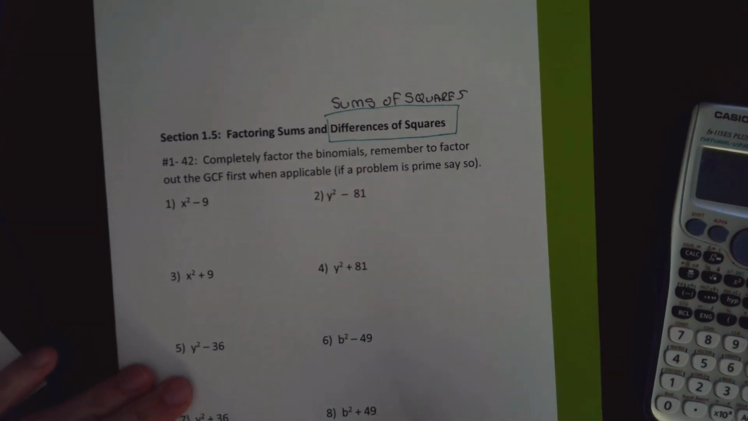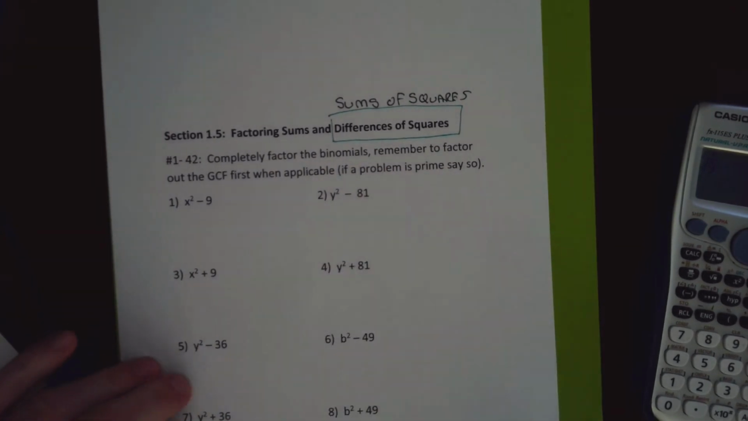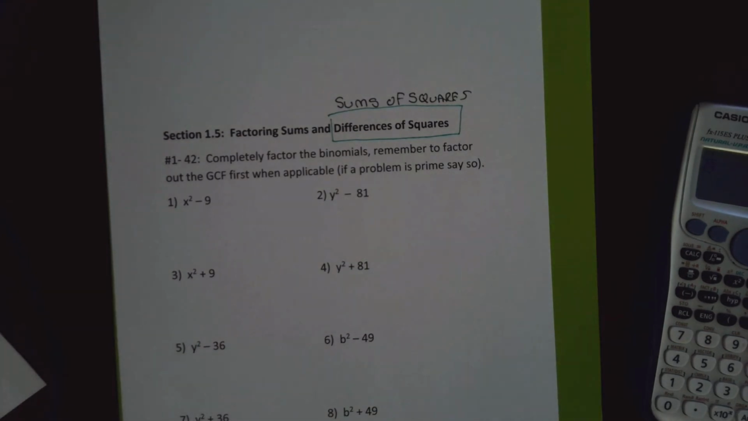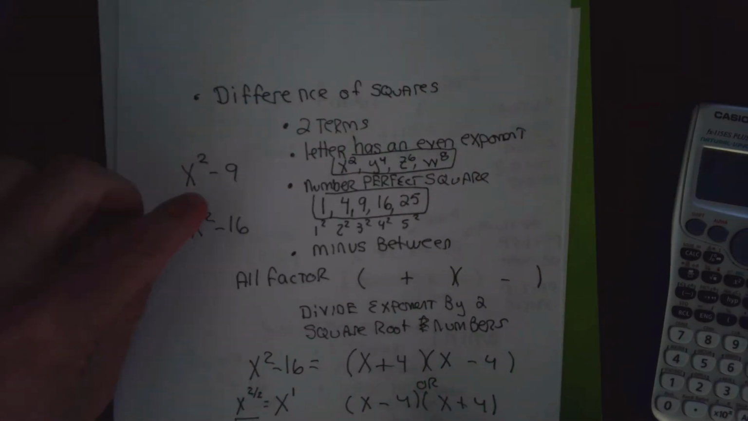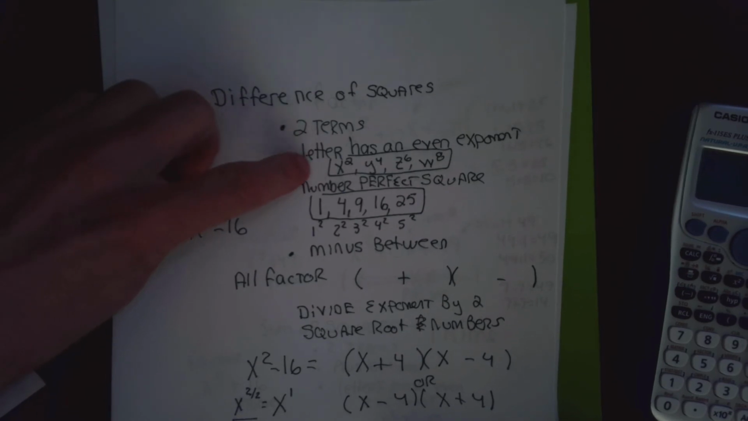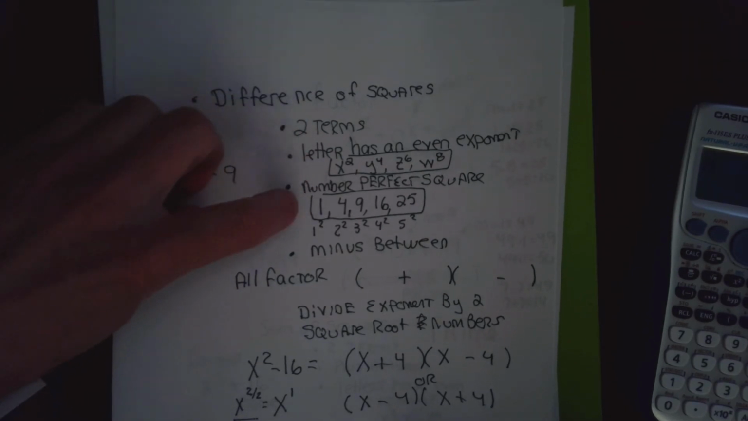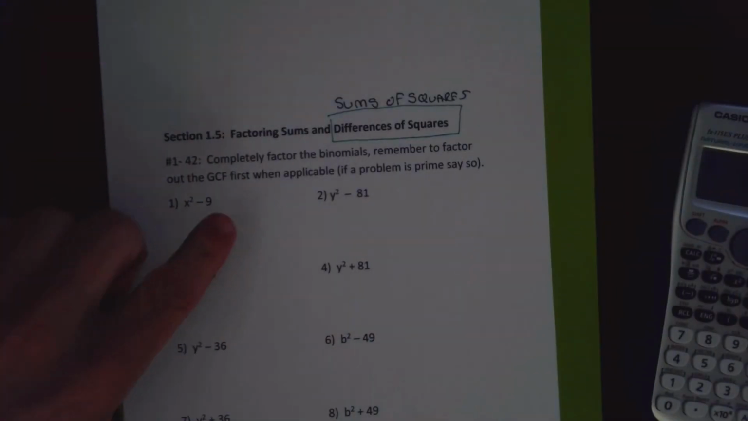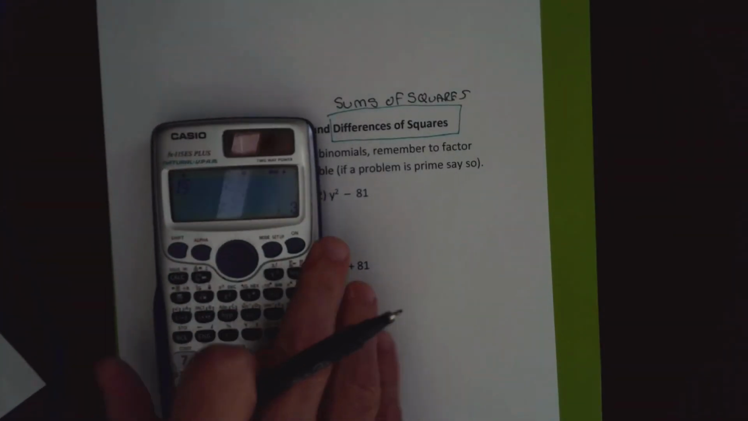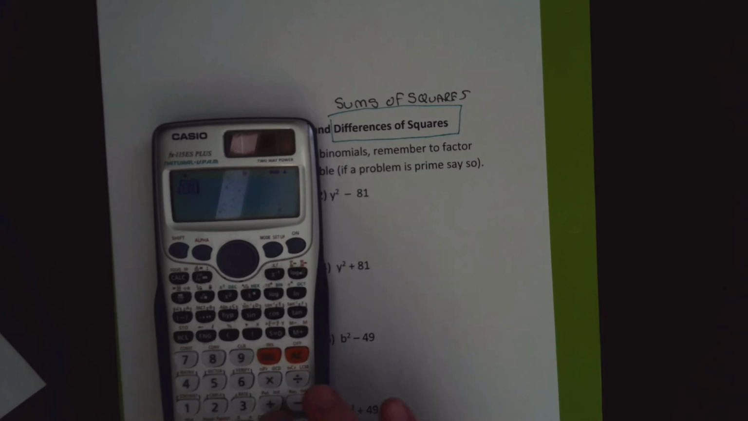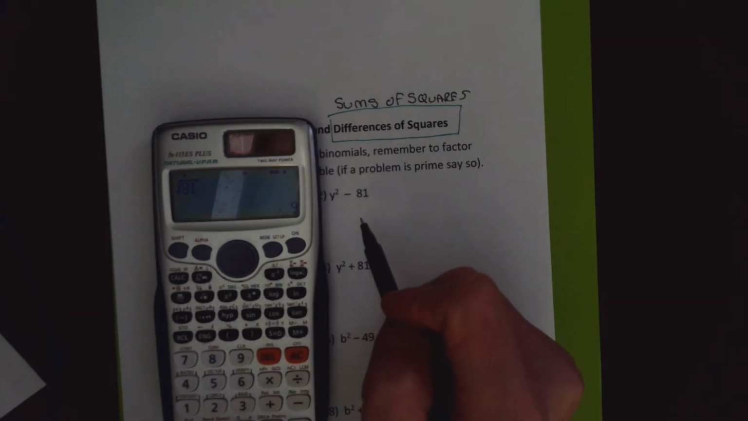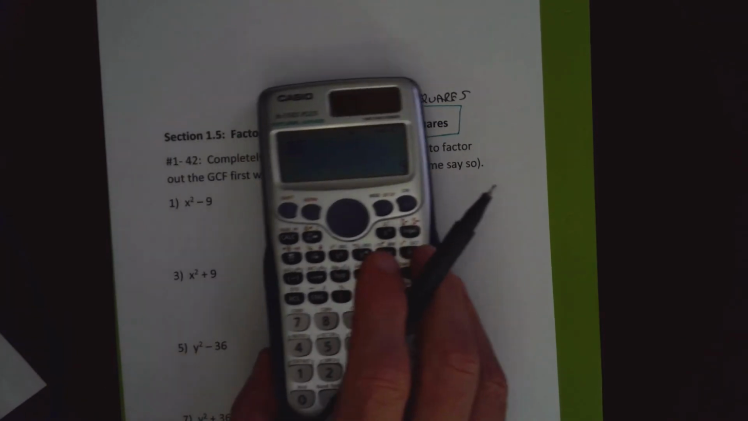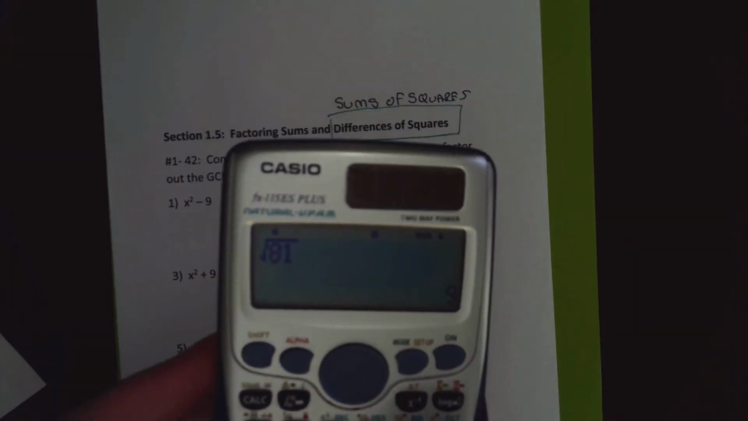If I look at problem 2, it lives in the difference of squares moment because it has two terms. The letter x has an even exponent. 81 turns out to be a perfect square. I'll show you that real quickly on my calculator, and there's a minus between. So I claim that this is a difference of squares because it fits the criteria. Two terms, minus between, letter with an even exponent, numbers a perfect square, and numbers are perfect squares if when you square root them, you get a nice integer.